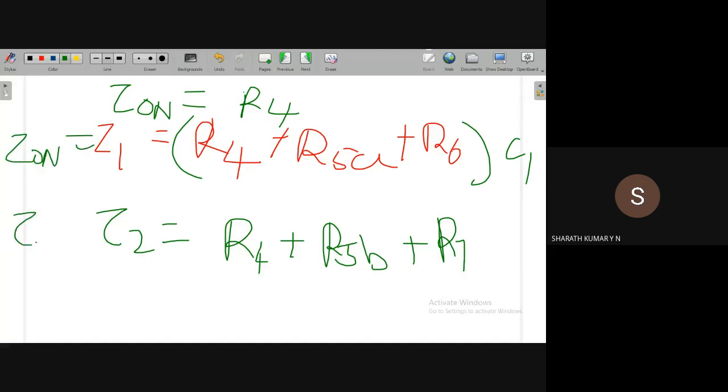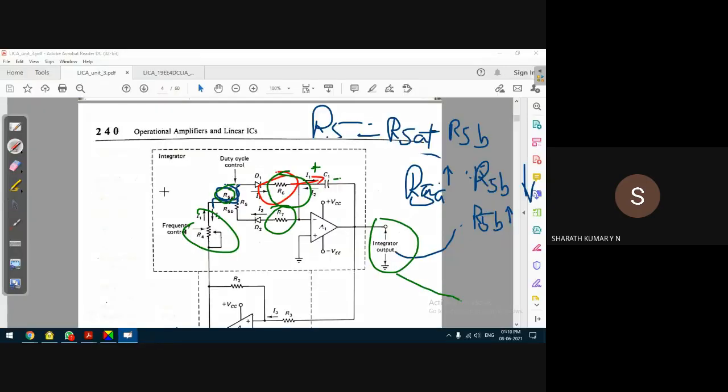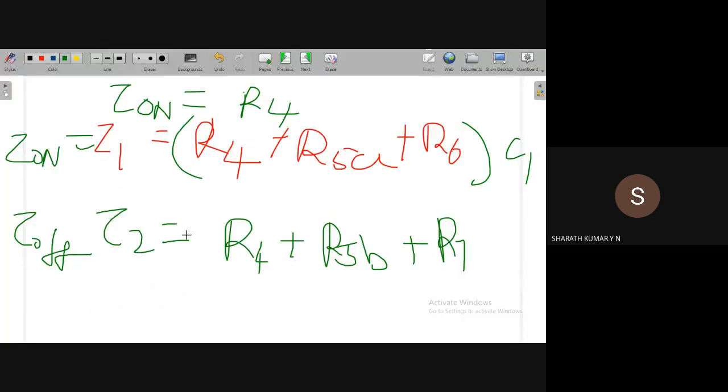What is tau of this? That is, what is the off period? Observe this. When the capacitor is discharging, this is negative and this is positive. That means the output of the integrator is positive. So this is one complete cycle, negative and positive. For the output of the integrator being positive, the resistors which are responsible are R4, R5B, and R7. So we can write tau 2 equal to R4 plus R5B plus R7, into C1.